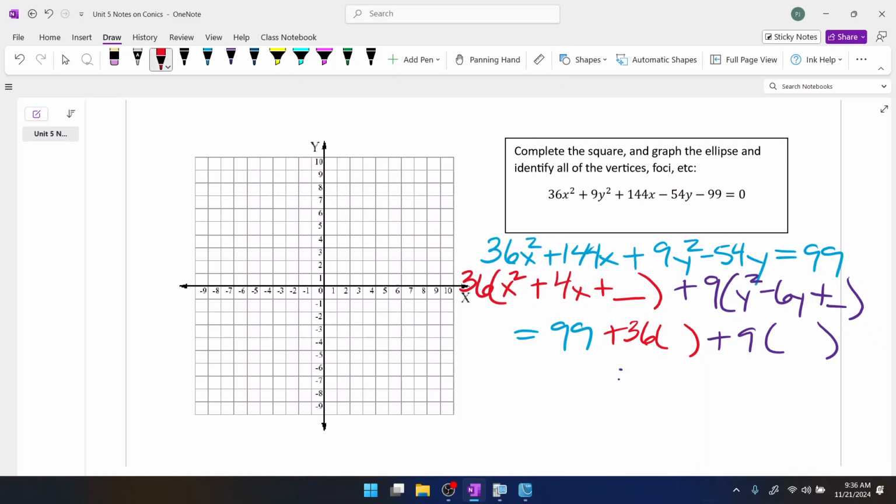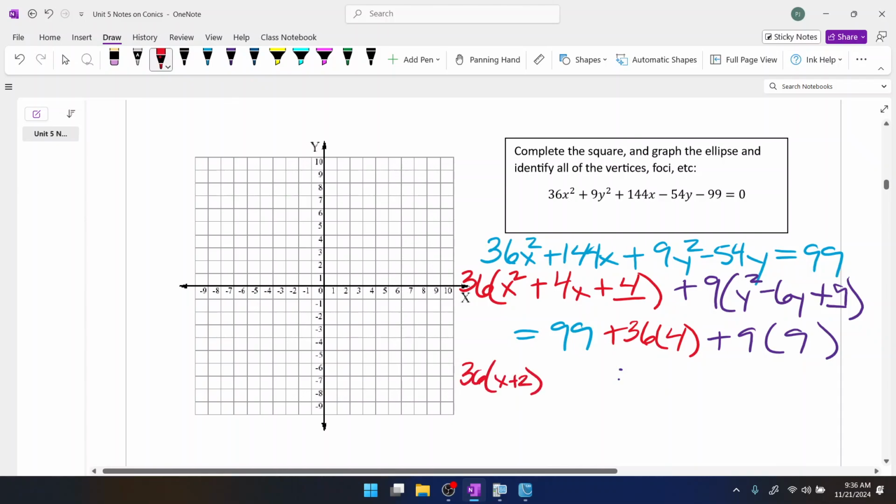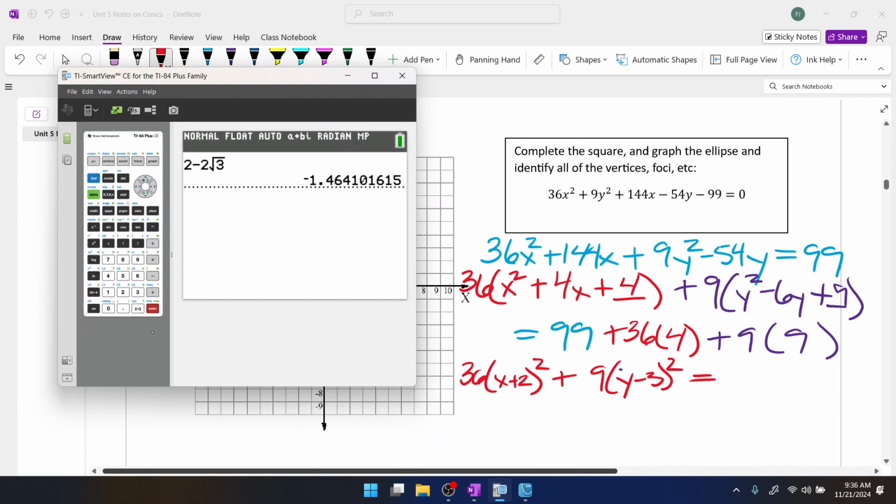What's going to complete the square for the x? 4. And how about for the y? 9. So we get 36 times x plus 2 quantity squared plus 9 times y minus 3 quantity squared equal to something on the other side. It is actually going to be whatever 36 times 9 is.